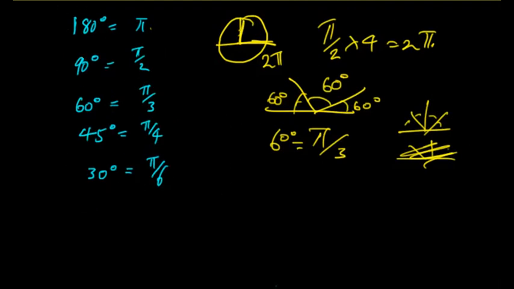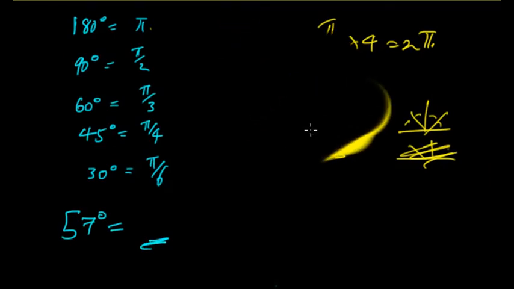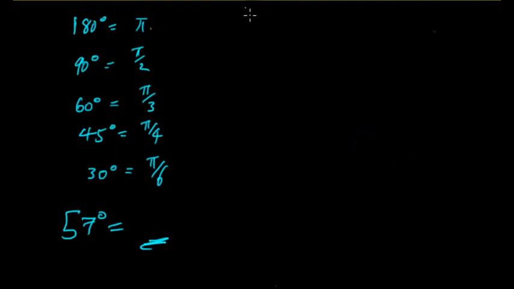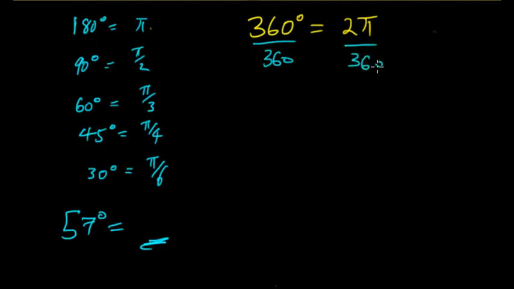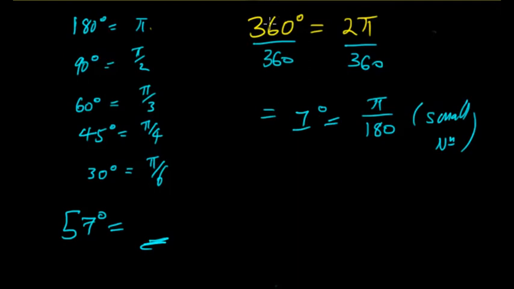But what about if we want to convert, let's say, 57 degrees? So we have 57 degrees. What is that in radians? We can convert back and forth. So thinking about 360 degrees is equal to 2 pi, what does 1 degree equal? Well, we can divide both sides by 360, and we get 1 degree is equal to pi on 180. And that's a small number, because obviously 1 degree is very, very small, and 1 radian is bigger than 1 degree. So this number is going to be quite small.